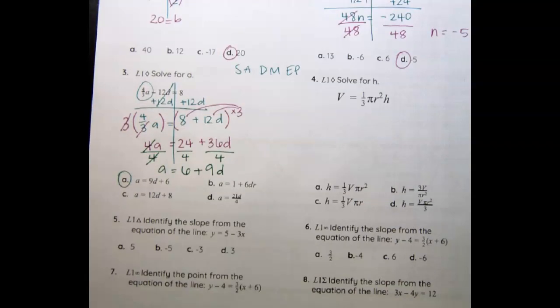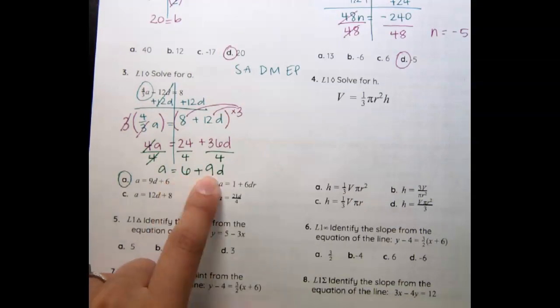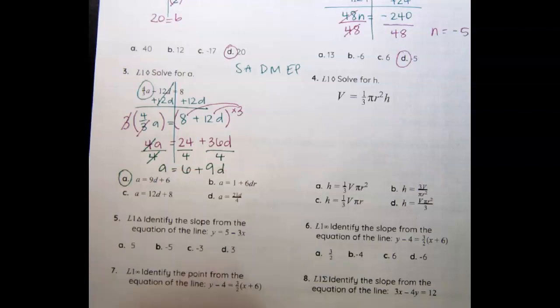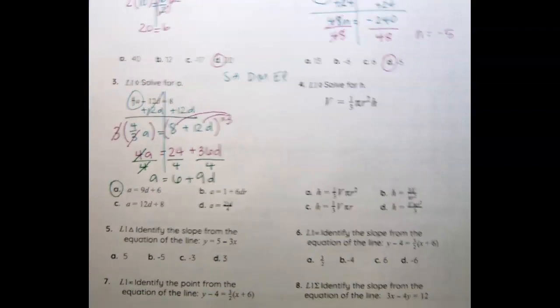So my answer is not written exactly the way the correct answer is shown. The correct answer is A. The only difference is they have 6 at the end and 9d at the front. But this is the same answer. All they did was flip them.